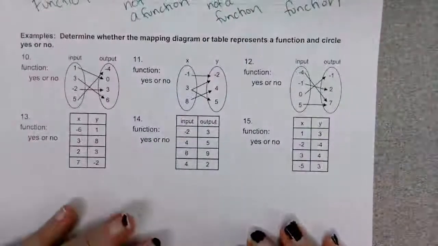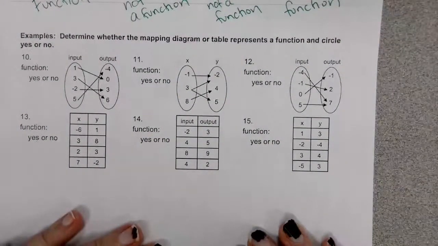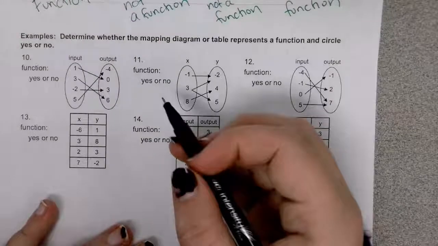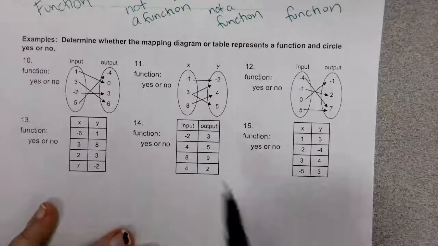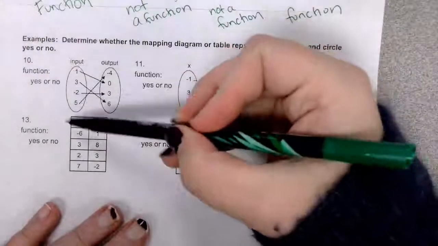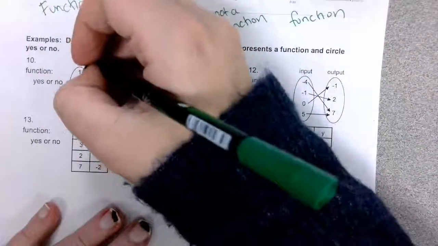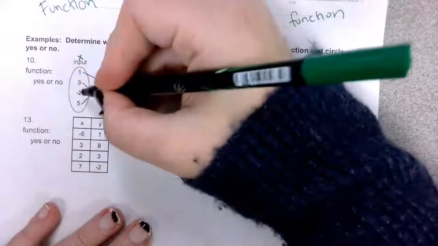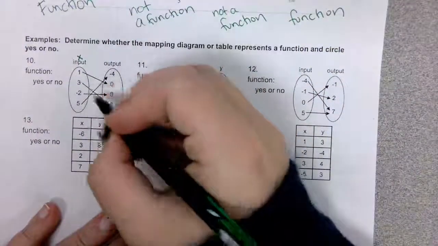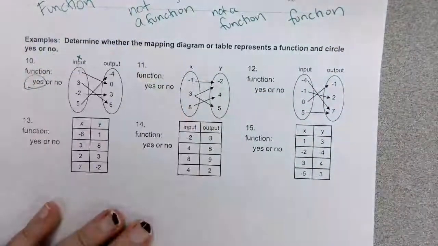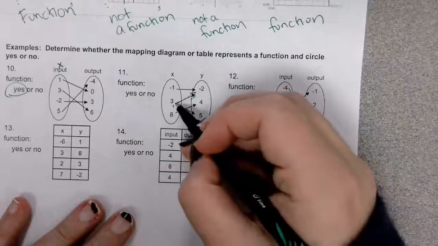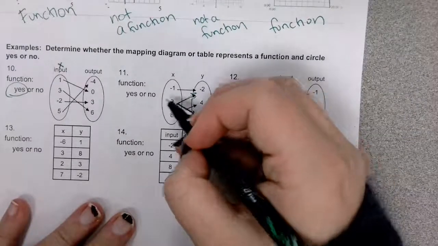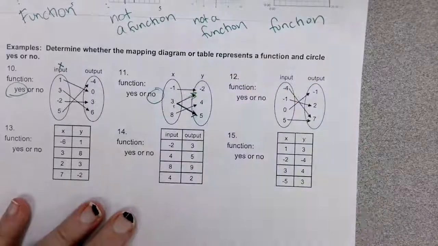You can pause the video and try the bottom part by yourself. If not, just work with me here. Alright, so we're determining whether the mapping diagrams or tables represent a function, and I'm circling yes or no. So I look at the input, because my input are my x's. 1, 3, negative 2, and 5 only have one arrow coming out of it, so yes, it's a function. Number 2, do you notice how 3 has 2 points coming out? So no, it is not a function.